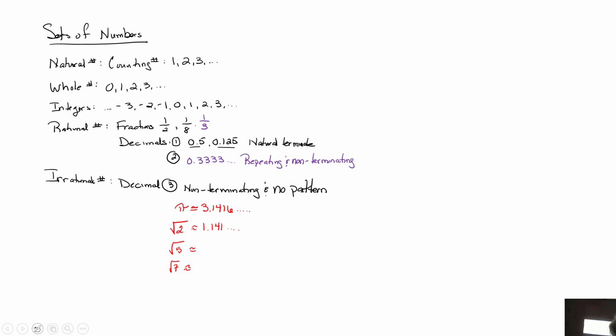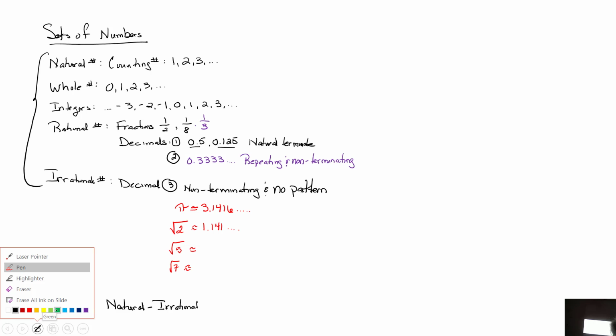Now, let's talk about the last group of numbers. The last group of numbers are known as the real numbers. Here's the interesting thing. The real numbers aren't a new set of numbers. The real numbers hold these 5 together. The real numbers are the natural numbers to the irrational numbers. All those 5 groups of numbers above are all considered real numbers.